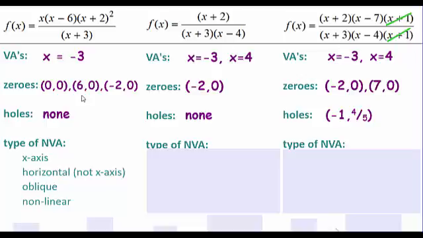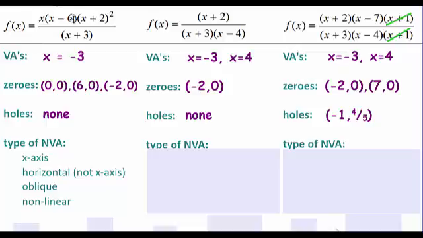From there, we can identify what type of non-vertical asymptote we're going to have before we even find it. For that, let's imagine that we are going to do the long division. We're going to look at the degree of the numerator versus the degree of the denominator.